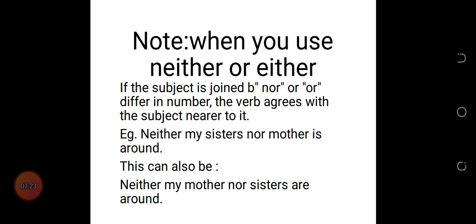I hope you are making sense. Neither my sisters nor mother is around. You realize that we have the use of is there because the subject closer to the verb is a singular subject, mother. Now let's look at the second one. Neither my mother nor sisters are around. So we have the use of are, which is a plural verb here because of the word sisters, the subject closer to the verb are.